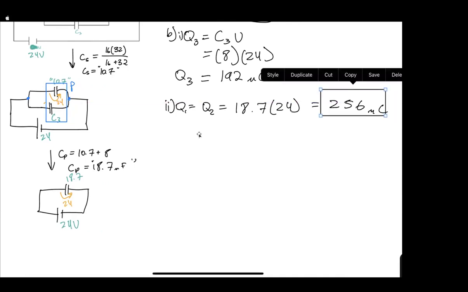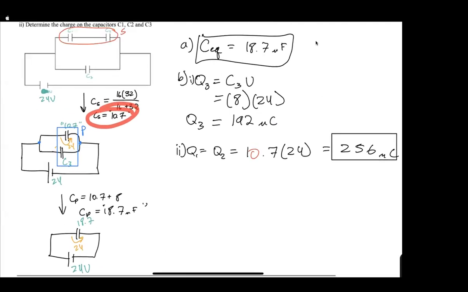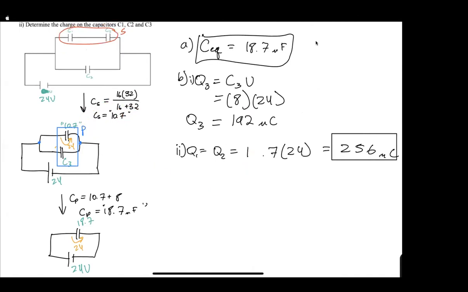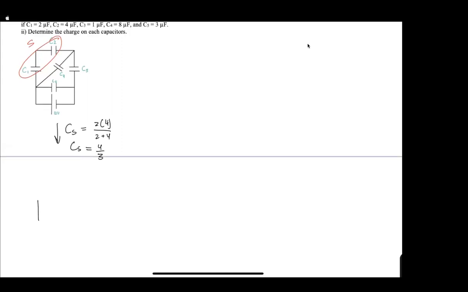Okay, let me pause the recording real quick. Oh, shoot. That's not 18.7. That is 10.7. That's this value right here, 10.7. Sorry. It's the capacitance of the two that were in series. So yeah, sorry about that. Okay, pause the recording.